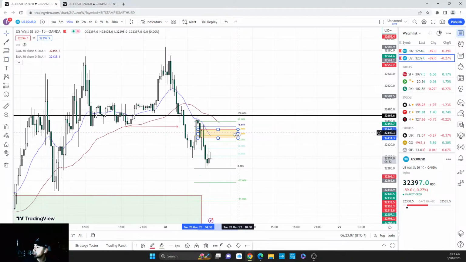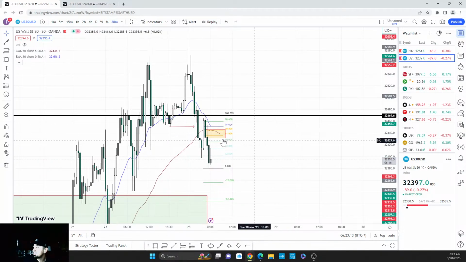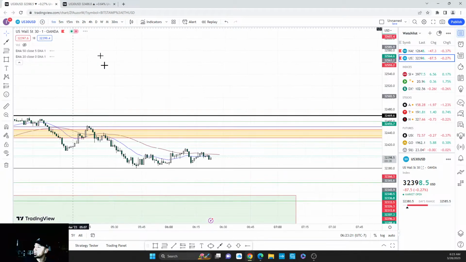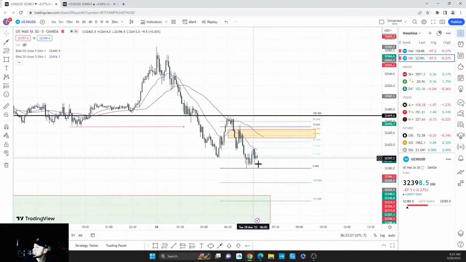Now let's see, is this a 30-minute or just a 15-minute? It could technically be a 30-minute, but it's a 15-minute. We got a 5-minute, and we got a 1-minute for the most part. So this is a nice little trade. We have the EMA coming in. So if we can see a retracement back up to the zone, we could possibly take this trade here.